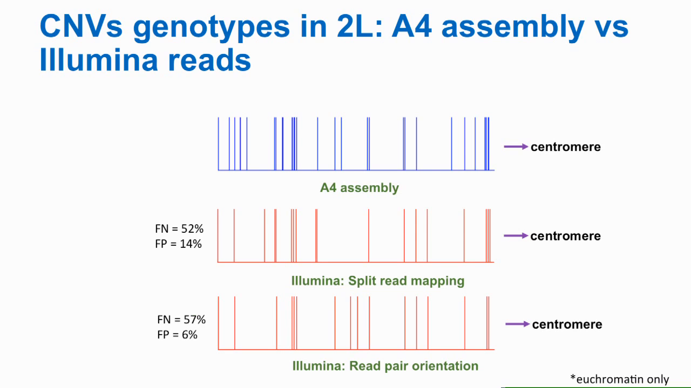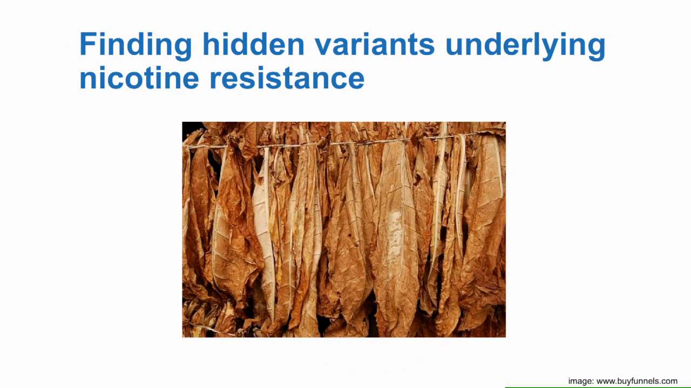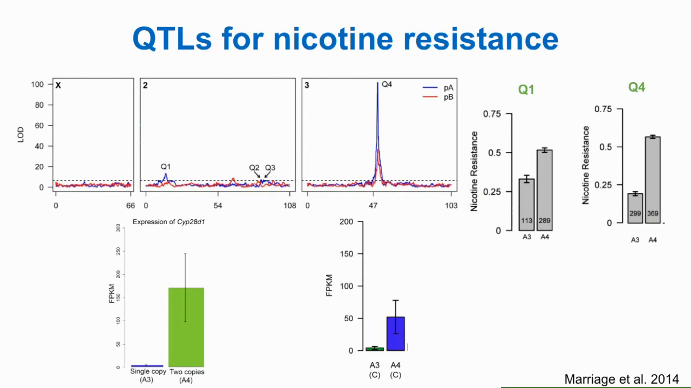So let's switch gears and talk about just one example. There are many examples I'm not going to talk about. I'm just going to give you one example. This is based on an older story where Stuart McDonald's lab published a paper in 2014 on QTL for nicotine resistance in flies. They used the DSPR lines to find 4 QTL peaks.